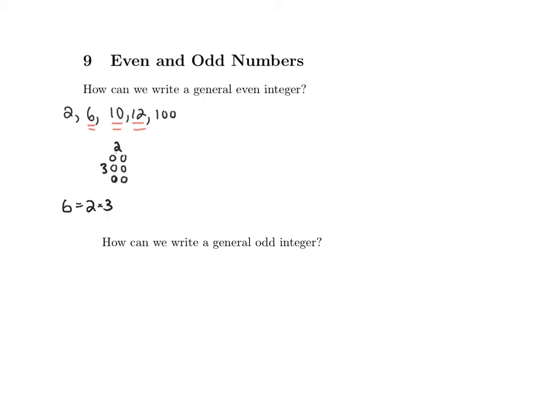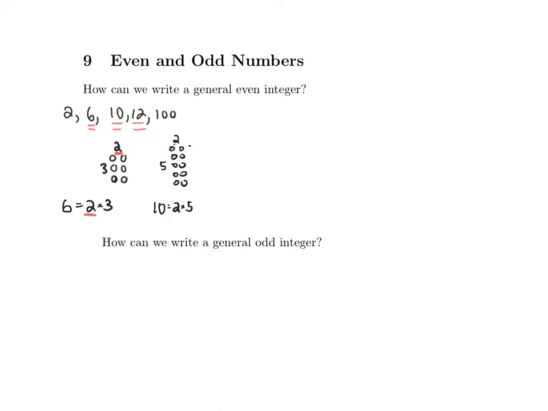And again, the important bit is this 2. It's even, it's divisible by 2. We can write it as 2 times some other number. In this case, it happens to be 3. For 10, well, we can do the same thing. There are 10 dots, and you can see I grouped them in groups of 2, and there happens to be 5 groups. And 10 is, of course, 2 times 5.